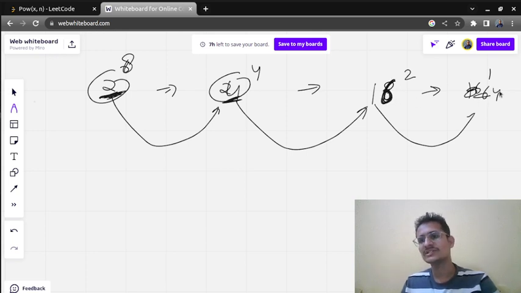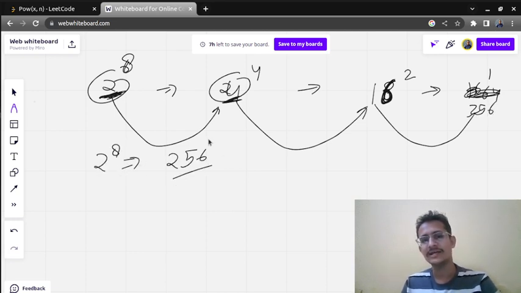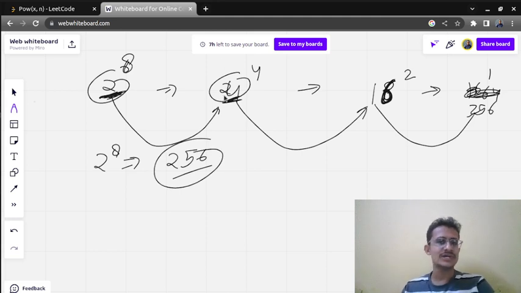And 16 into 16 will be 256. So if you are going to find 2 to the power 8, what will it be? It will be 256. So the approach, I think, is clear to you. The approach is clear when the number is always divisible by 2, because it is becoming half every time.